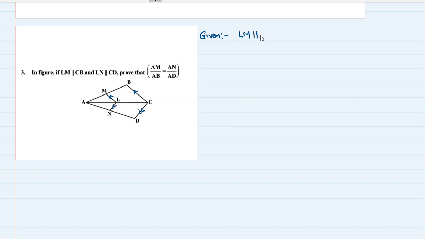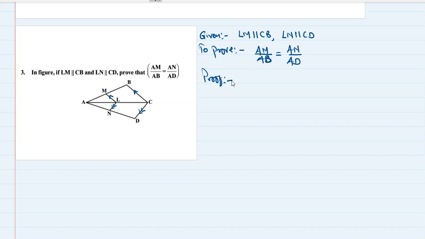Given: LM is parallel to CB, LN is parallel to CD. To prove: AM upon AB is equal to AN upon AD. All right, and construction, no, not required.